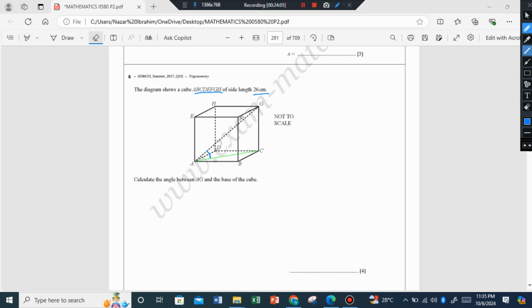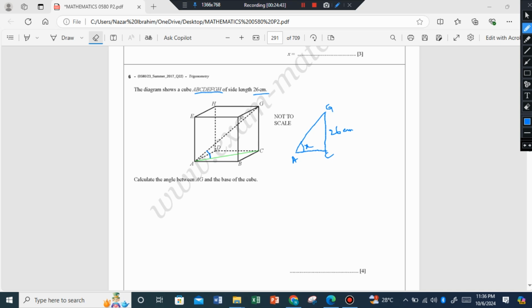I have this triangle, which is AGC. In G, the angle which I want to find out is this one, right? GC is known to me, that is 26 centimeter, and AC is not known to me, right? And AG is also not known to me, right?